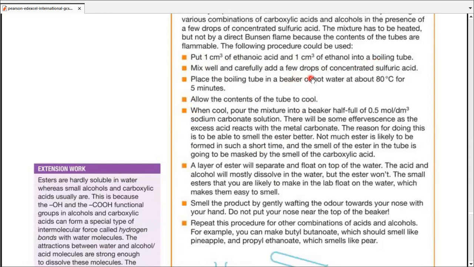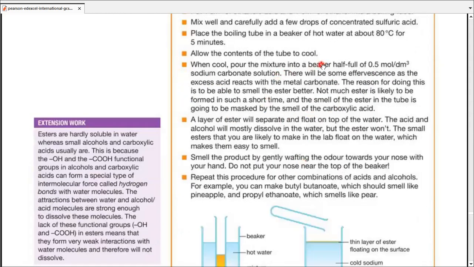Mix well, carefully add a few drops of concentrated sulfuric acid. The careful part is the most important part in this case. Place the boiling tube in a beaker of hot water at about 80 degrees centigrade for 5 minutes. This is the little bit of heating that was required for the reaction to proceed. Allow the contents of the tube to cool.